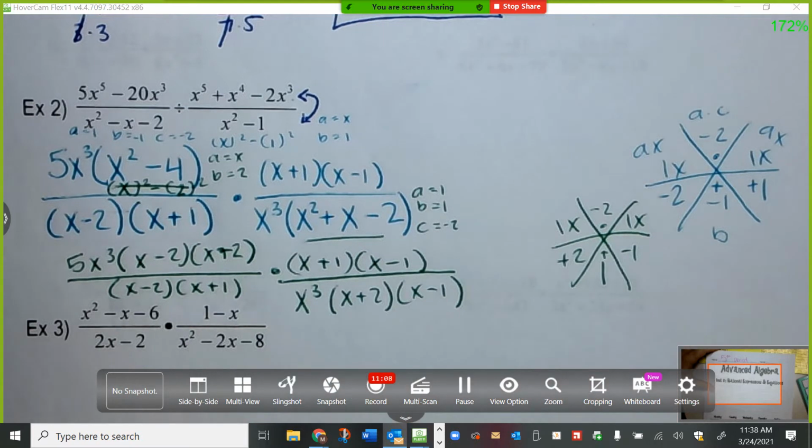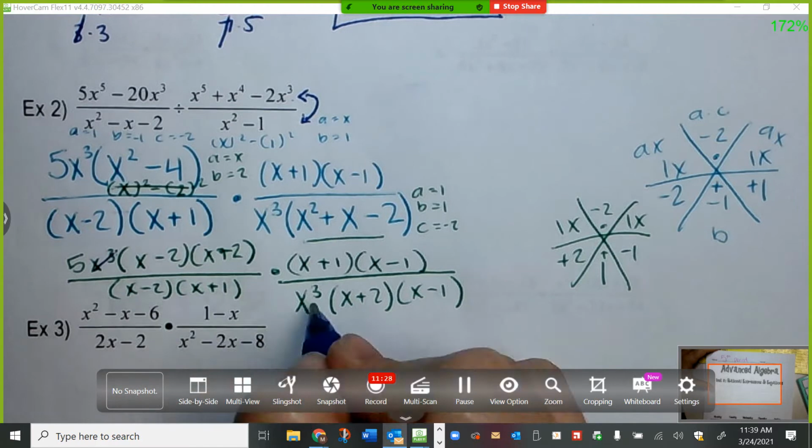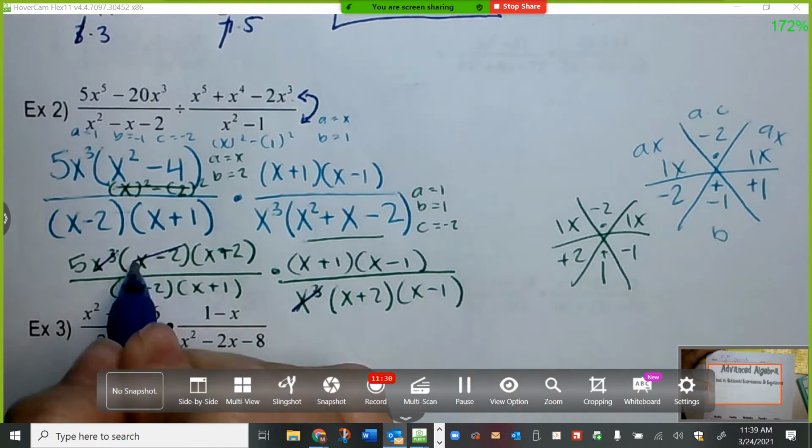Now is everything fully factored? Yeah, I have a cubed there, but that's outside. There's nothing I can do to simplify that. Or not simplify, but factor it. So everything's as factored as it gets. So what can we cross out? Almost. These x cubes cancel, right? I have an x minus 2 here and an x minus 2 there.